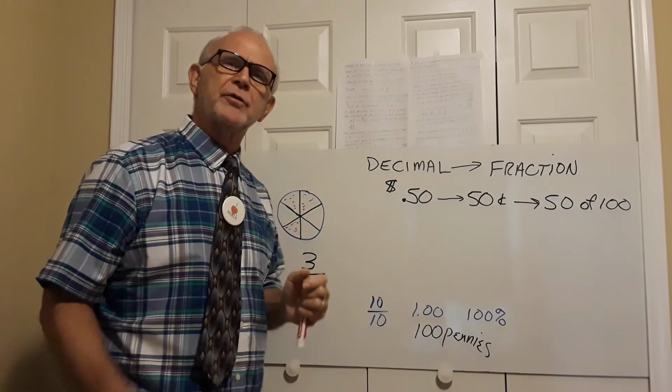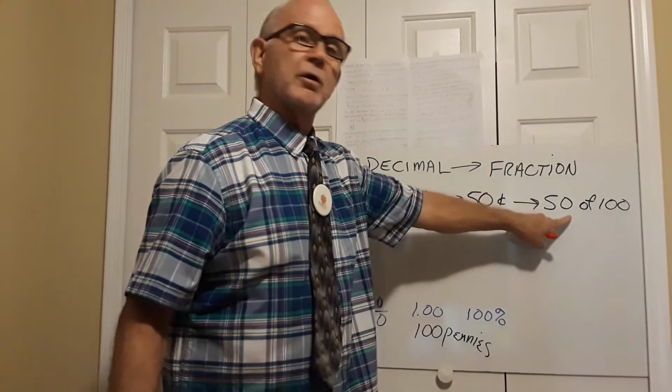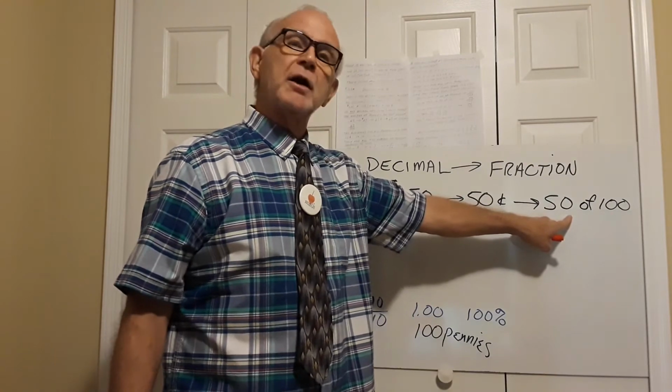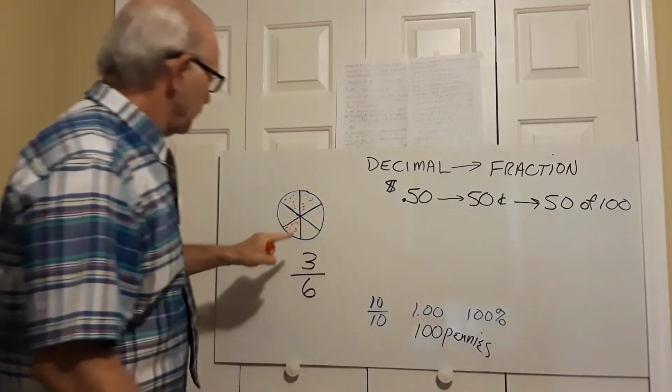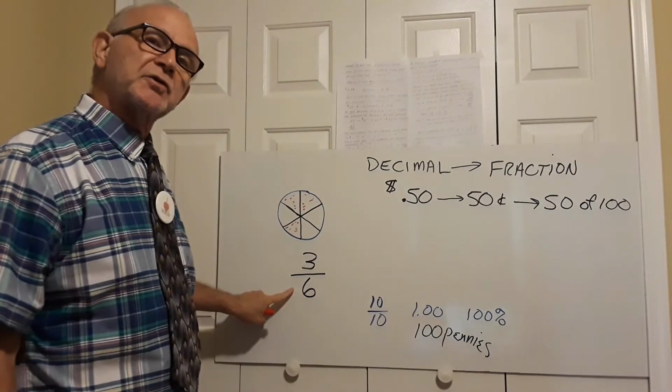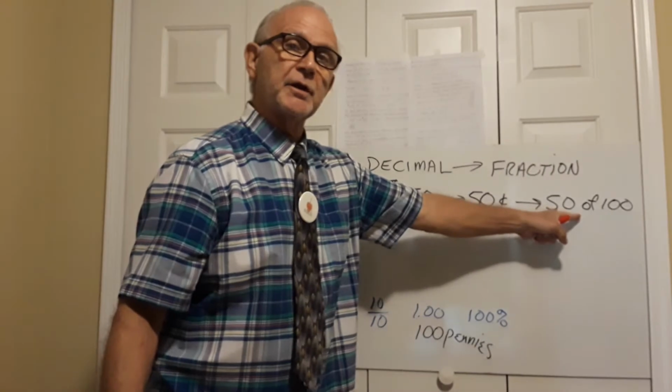Where have I heard that? 3 of 6. Oh, right here. That's 50 of 100. 50 pennies of 100, 3 slices of 6. You already know this. I'm trying to show you it's related to this, all right?